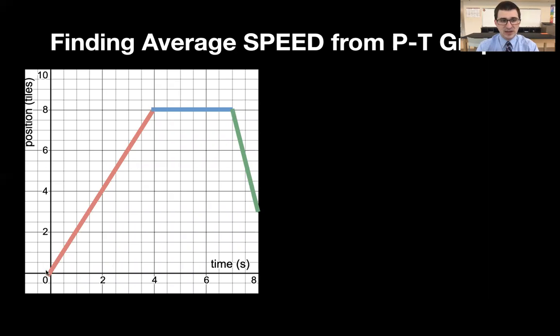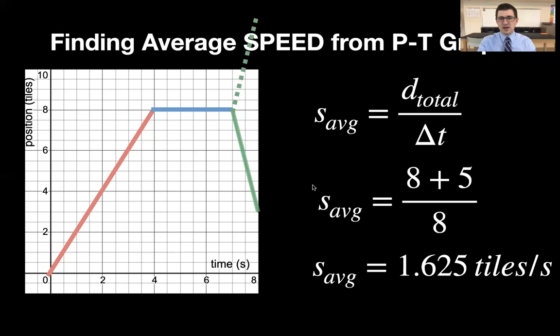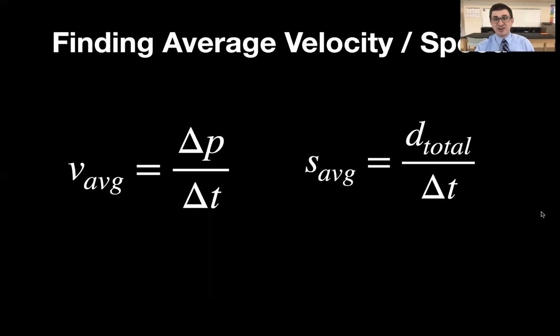So it's going to be 8 tiles, and then we're just going to pretend like instead of moving to the left, it just keeps moving to the right. We're going to take the absolute value of how far it moves. 8 plus 5 is going to give us 13. 13 divided by 8 is going to be 1.625 tiles per second, and it works here too. So to find the average speed, take the total distance traveled and divide by the change in time.